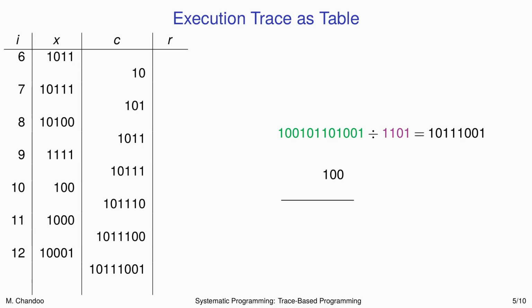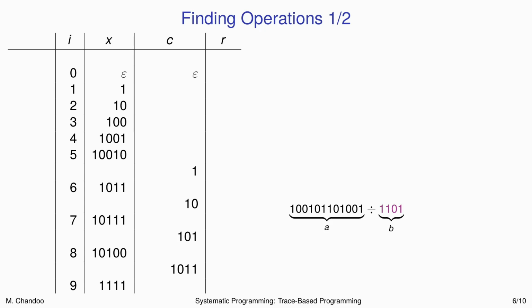And in the final step, r is set to 100. Our next goal is to find the program operations. We do this by generalizing the rows in the trace table. In the first row, after the input, we simply initialize the variables. Let us call this operation init.